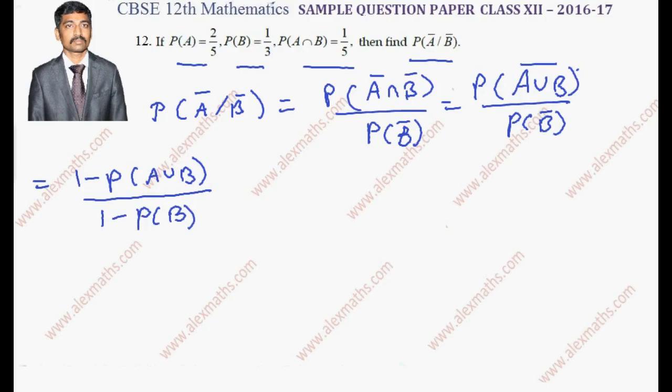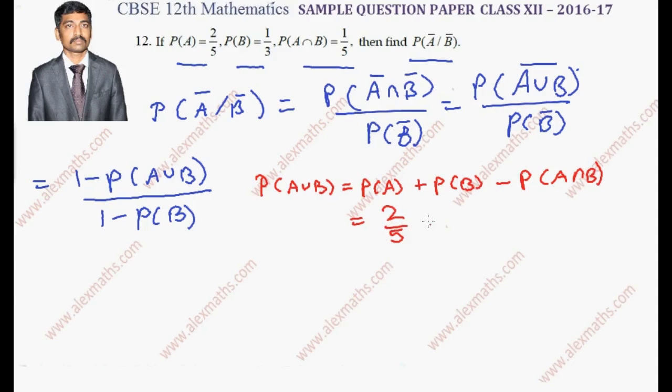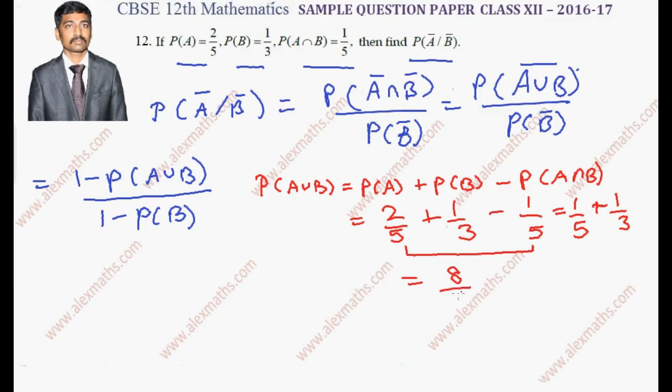Use the basic addition theorem of probability, that is P of A union B equal to P of A plus P of B minus P of A intersection B. P of A given in the question 2 by 5 plus 1 by 3 minus 1 by 5. So group these two first, that is going to be 1 by 5. So we are left with only 1 by 5 plus 1 by 3. After taking LCM, we get 8 by 15.